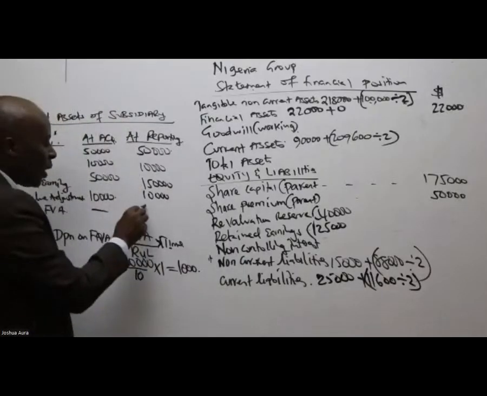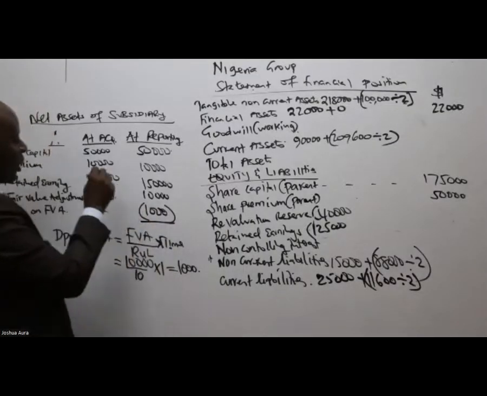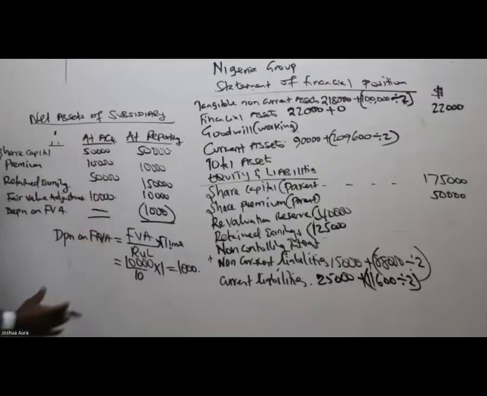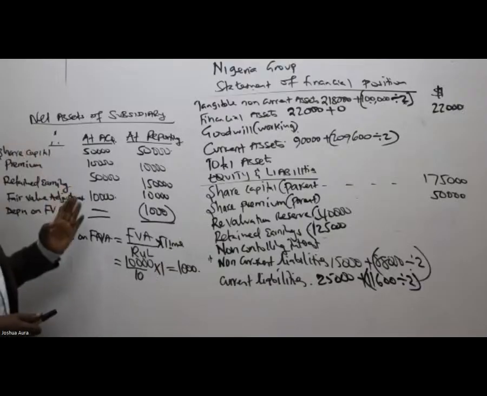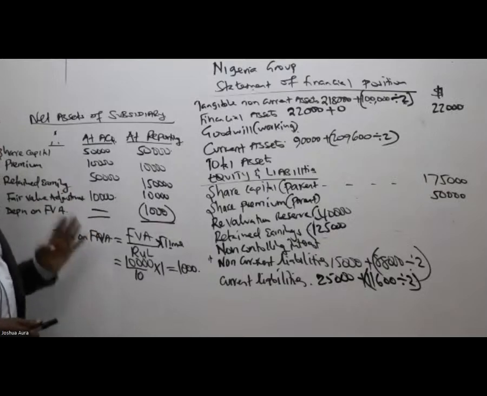So this is what I will bring here. This is what I'll bring there. And then I would expect you guys to give me the total figures. Give me the total figures. Remember, net assets are always assets of who? Just the subsidiary. Net assets of the subsidiary.